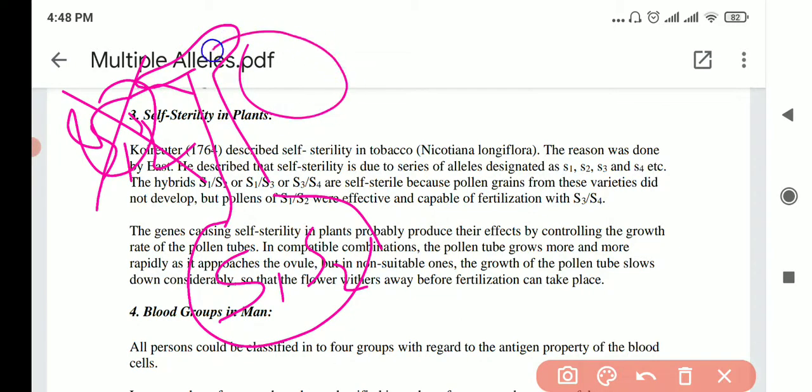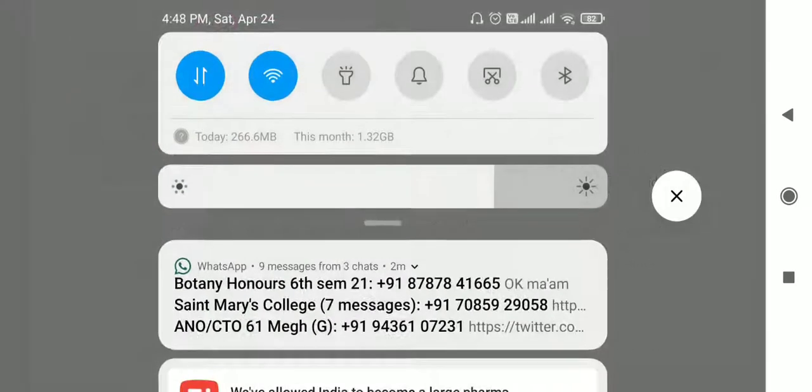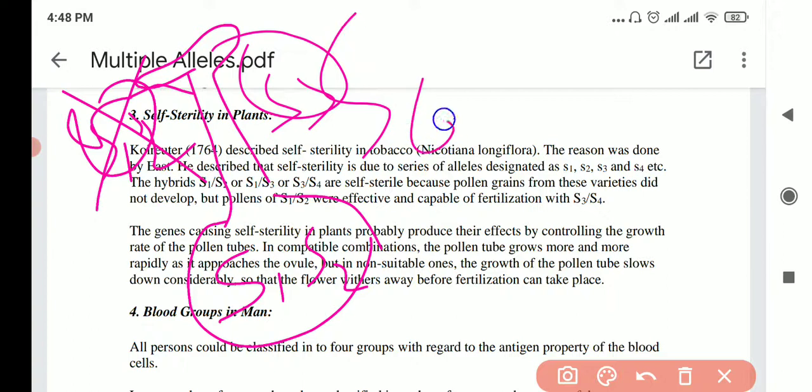Okay, another plant's pollen lands here, S5, S6, it will germinate and it will fertilize the egg, fertilize the ovule and produce the seed and the fruit. So, I think you have understood the self-sterility in plants.